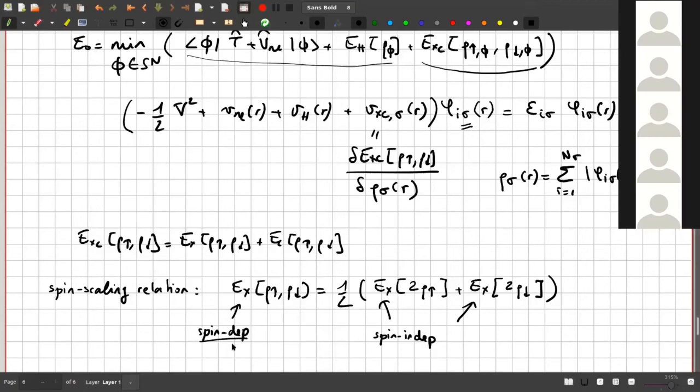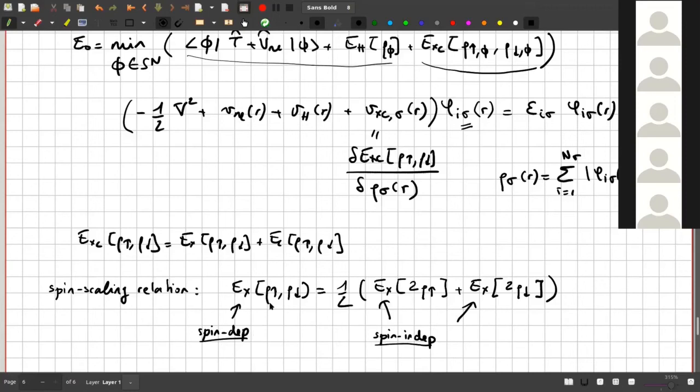So this expression is very convenient because if you have an approximation for this spin-independent exchange functional, then immediately you have the corresponding approximation for the spin-dependent case. Okay, so in practice, this is what people usually do. They develop approximations for the spin-independent exchange, and then they apply this expression to obtain the corresponding approximation for the spin-dependent case.